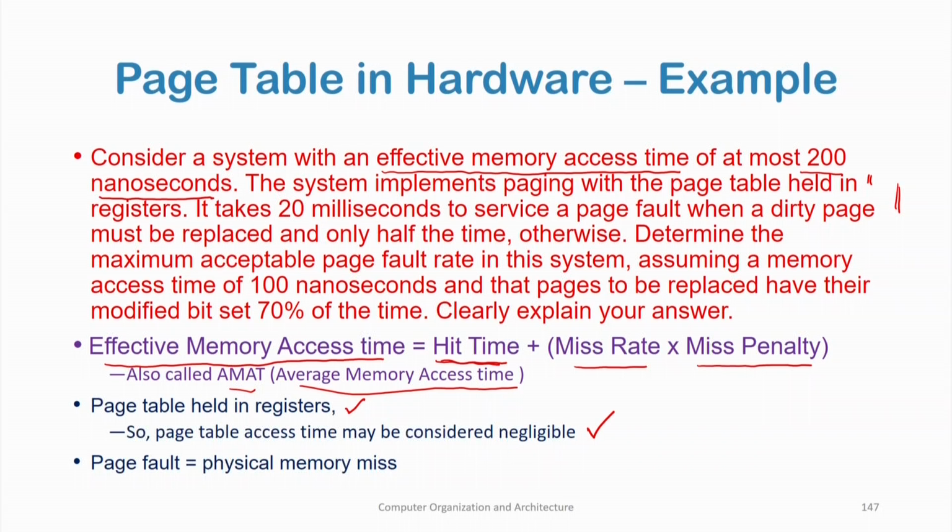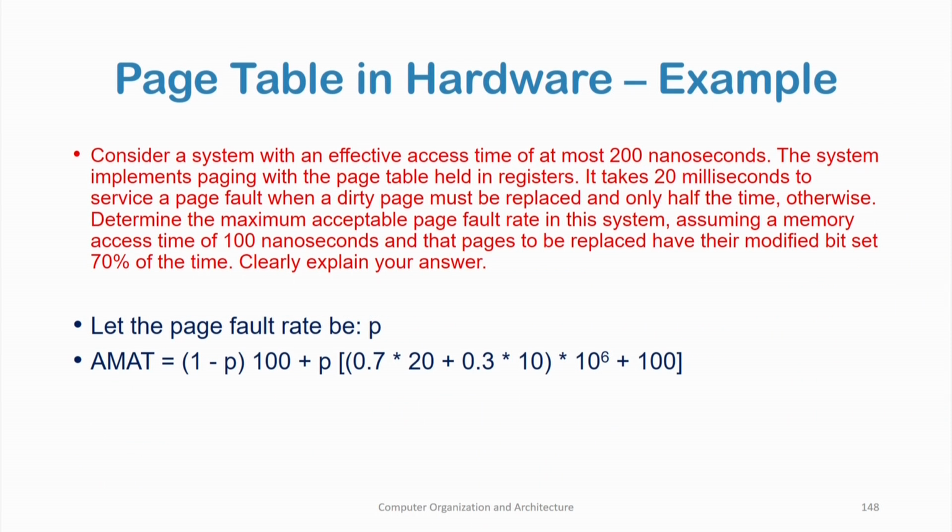And what do we mean by a page fault? It is a physical memory miss. Now, how do I determine this effective memory access time? This effective memory access time will be given as this. So, let the page fault rate be p. That means, the rate at which I try to access the main memory and the page is not there in the main memory. This happens at the rate of p.